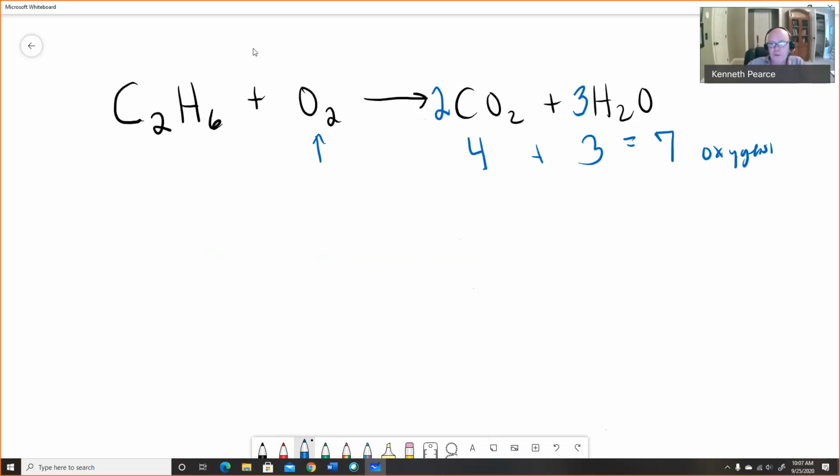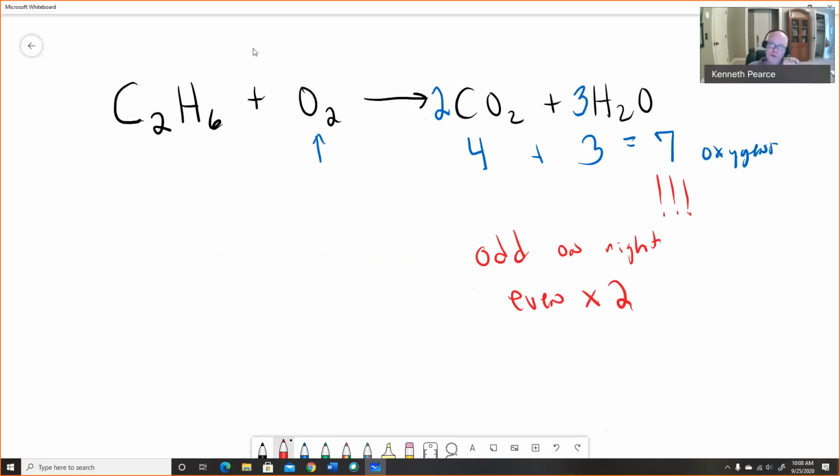oxygens. Now that's a problem, because how do you get 7 out of O2? Well, you can't with a whole number, and these need to be whole numbers that we're going to put there. And so if we have an odd number on the right, we can always make it even. We can make it even if we multiply everything by 2.